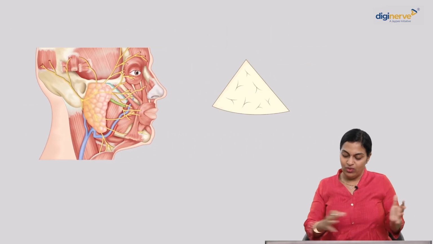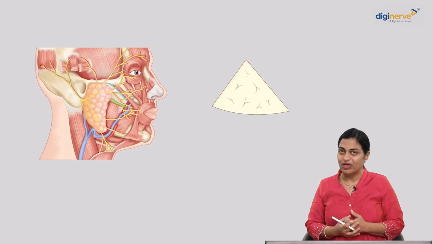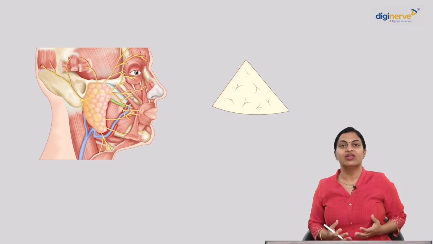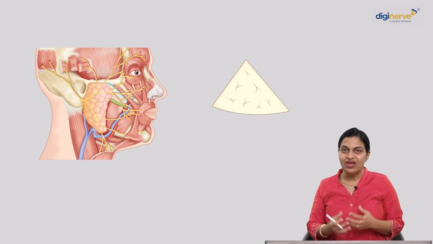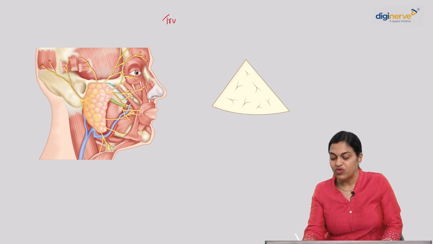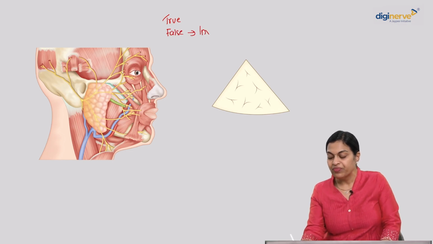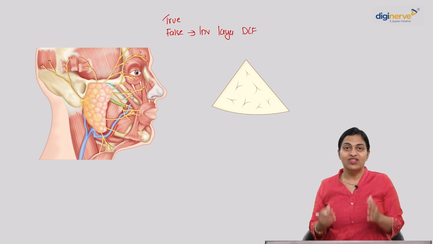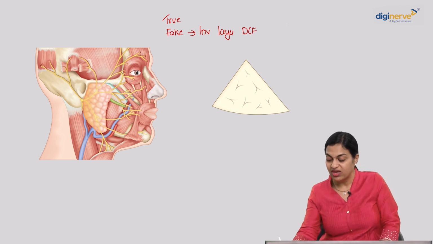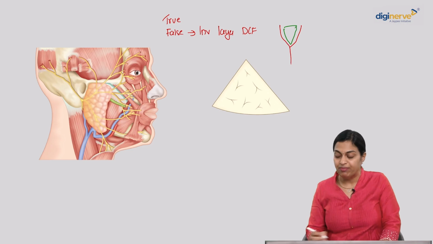Come on, let's have a very quick revision of the key points related to the parotid gland. The parotid gland is the largest of the salivary glands, situated in the parotid region. What are the capsules or the coverings of the parotid gland? It has a true capsule, it has a false capsule. The false capsule is contributed by the investing layer of deep cervical fascia. This investing layer of the deep cervical fascia splits into two layers, a superficial lamella and a deep lamella.